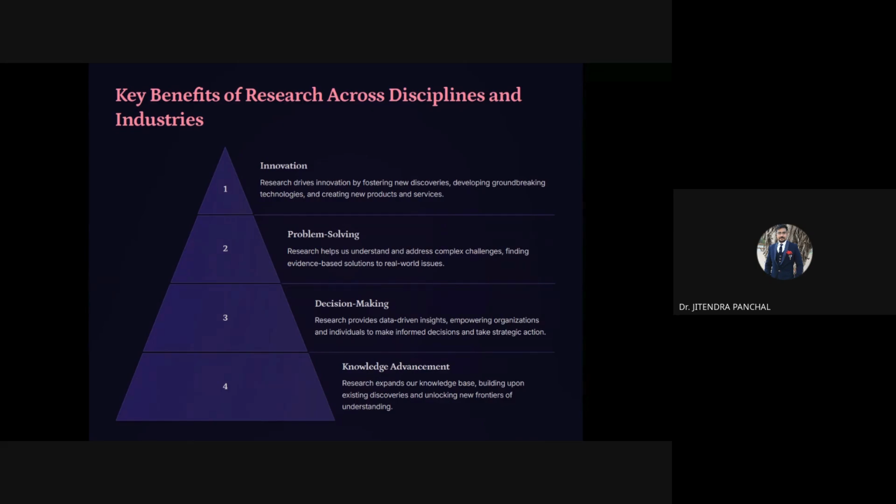So next is knowledge advancement, right? Whatever research you are going to do, somewhere it will definitely be useful in the knowledge advancement of the society as well as industry, right? And building upon existing discoveries and unlocking new frontiers of understanding, right? Is it clear to everyone? I have given you four different examples for this part on the key benefits of research. Yes or no? Agree? Yes, sir.